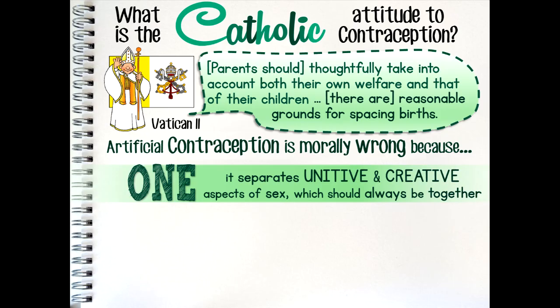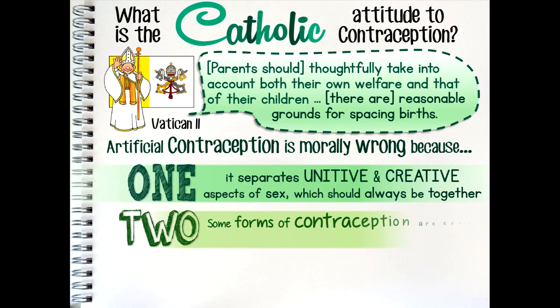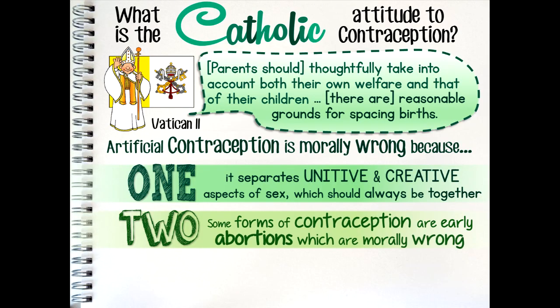Just as it would be wrong to have sex with someone just to get them pregnant but not to be united as a couple, so it would be wrong to be united but not to be open to the creative possibilities of sex. 2. The Church believes that some forms of contraception are in fact forms of early abortion, which goes against the Church's teachings on the sanctity of life.